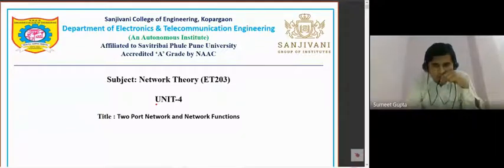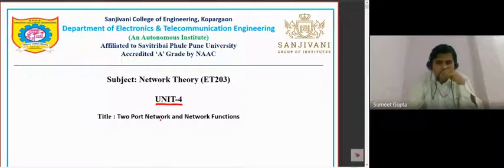Welcome all. Now let's start our unit number 4, two-port network and network functions. This is a very simple unit, but there are a few formulas and a few terminologies you have to remember. Otherwise, this unit is very simple.